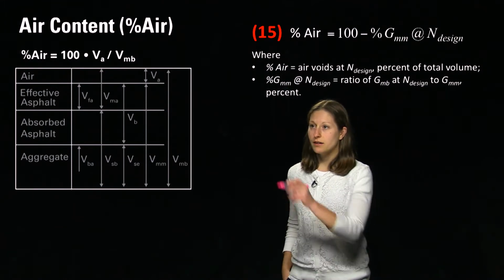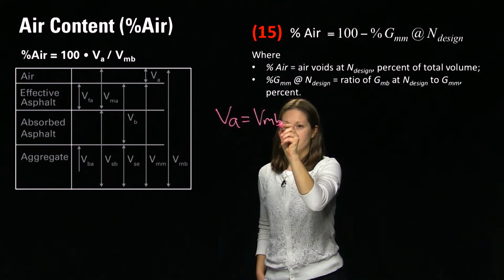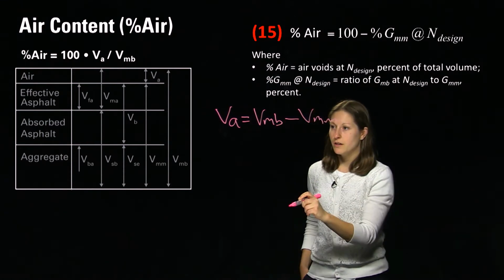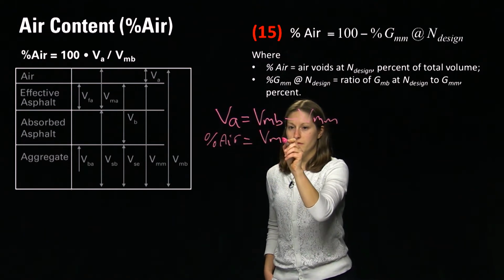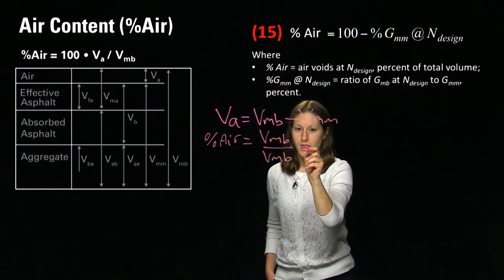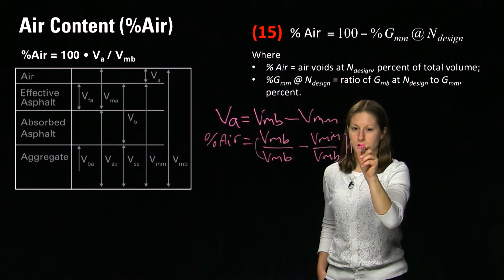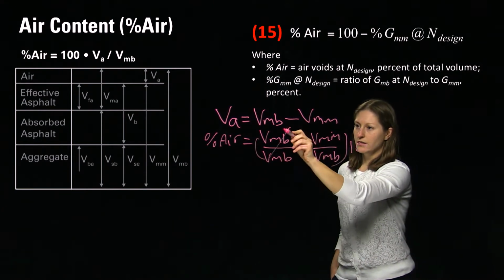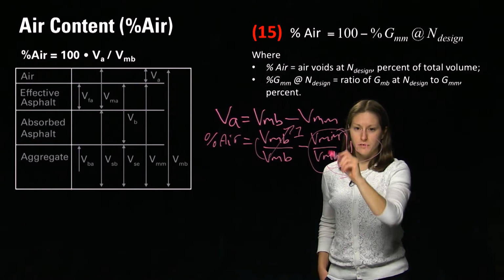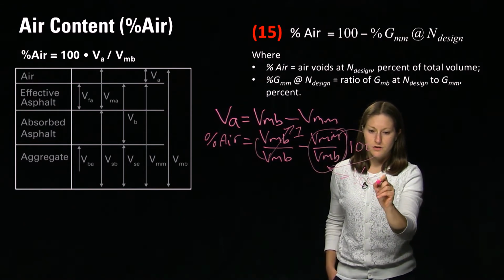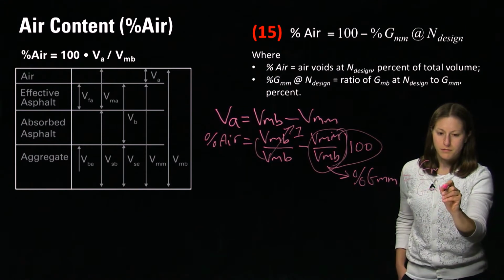We can rewrite VA in this equation based on VMM and VMB. VA is equal to the difference between our bulk mixture volume and our voidless mixture volume. Therefore, we can rewrite our percent air definition as equal to the ratio between VMB and VMB, minus our VMM over our VMB, times 100%. The first term in this equation cancels out to give us 1. The second term here, multiplied by 100%, if we combine that in, is our percent GMM equal to our GMB over our GMM times 100.